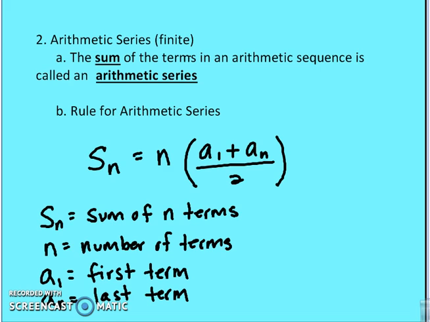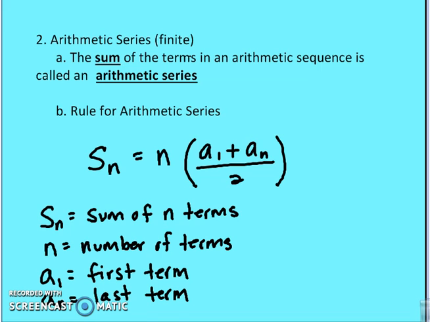For an arithmetic series, the formula is S sub n, the sum of n terms, equals n, the number of terms, times a sub 1, the first term, plus a sub n, the last term, divided by 2. All we're really doing is taking the average of all of the terms of an arithmetic sequence. Remember, it has to be arithmetic in order for this rule to hold. We take the first and last terms, divide by 2 to get the average of all of the terms, and then multiply that by the number of terms to find the sum. I'm going to leave this up for a moment while you copy it down.